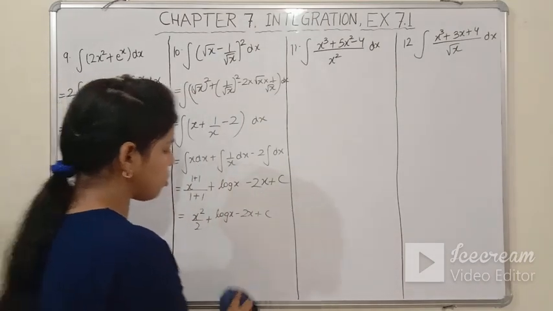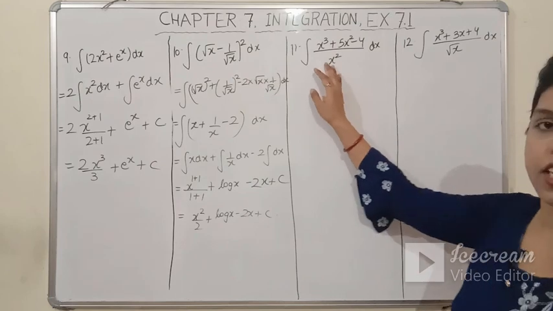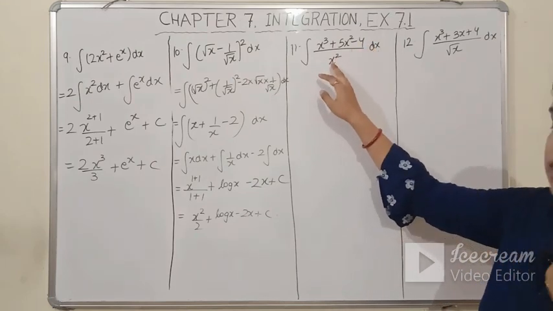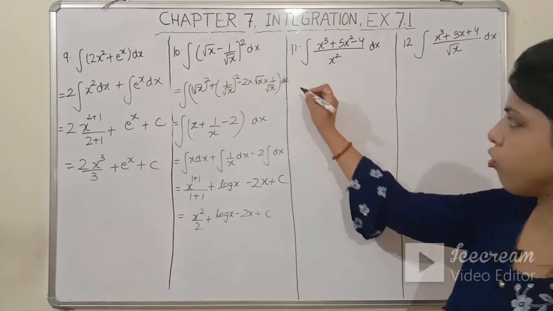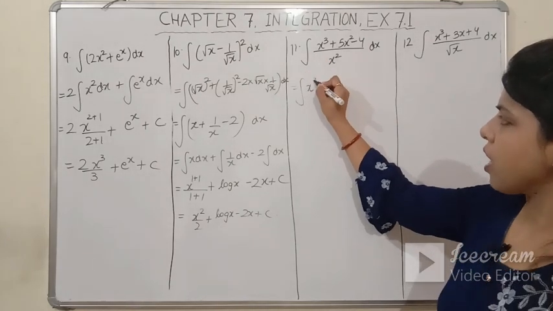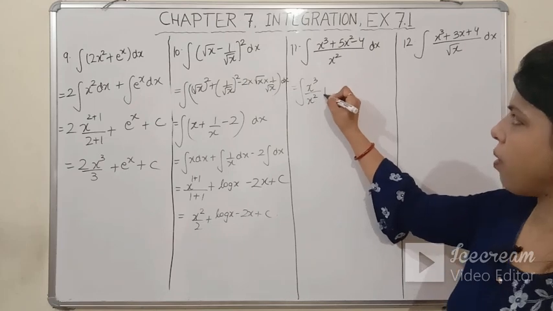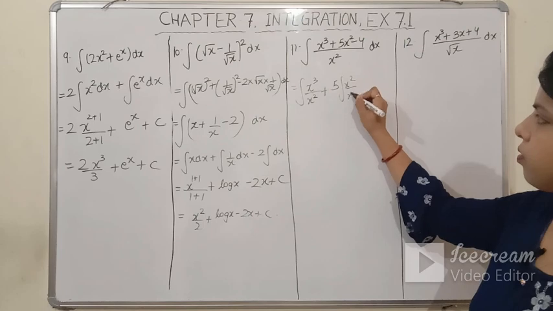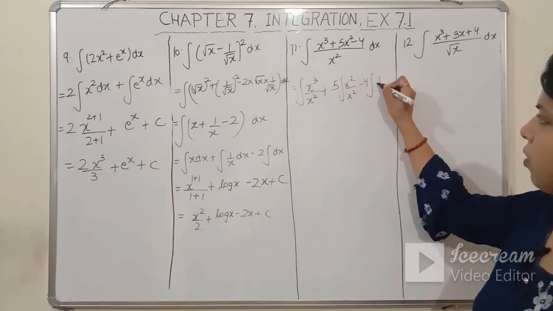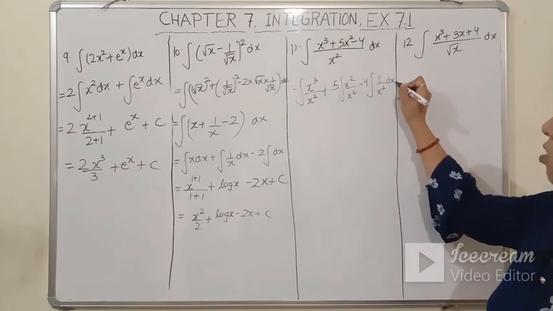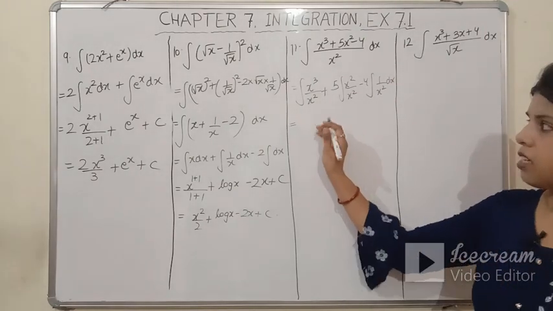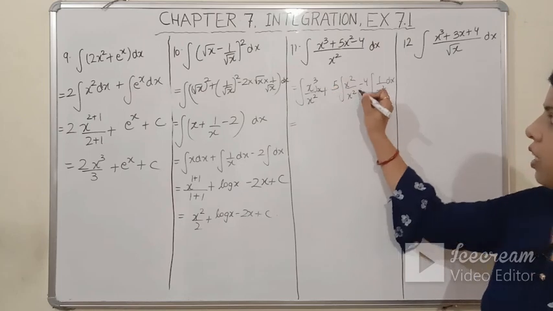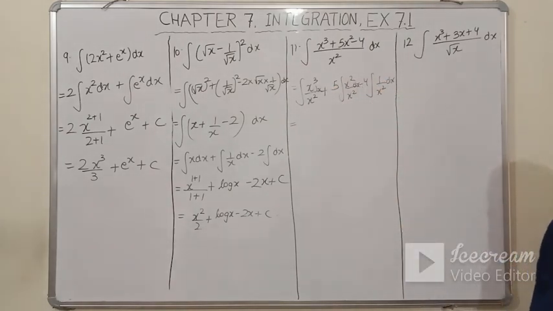So now the next question is question number 11, that is integration of x cube plus 5x square minus 4 upon x square. This x square is in the denominator, so we have to take the x square in the denominator of each term, and taking the constant term outside, so the next step will be x cube will be cancelled by x square. Sorry, just forget to write down here dx. You have to write down dx in each term.